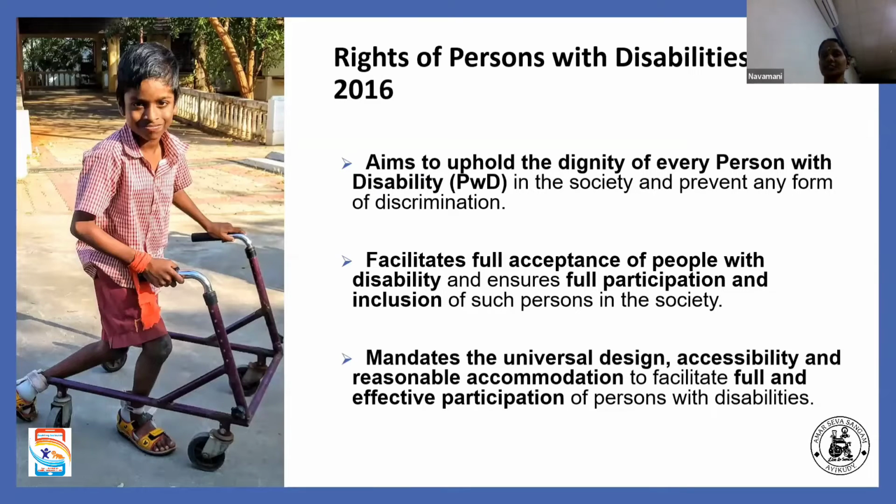The Rights of Persons with Disabilities Act aims to uphold the dignity of every person with disability in society and prevent any form of discrimination. It facilitates full acceptance of persons with disability and ensures full participation. It mandates universal design, accessibility, and reasonable accommodation to facilitate full and effective participation of persons with disabilities.